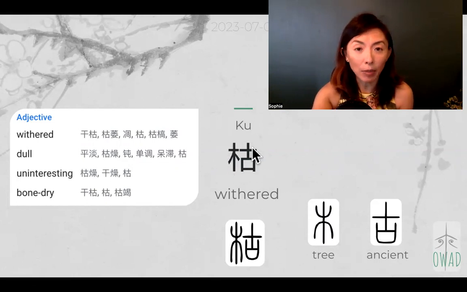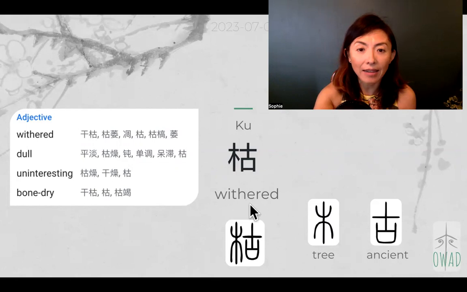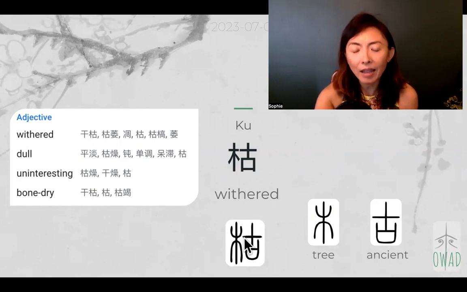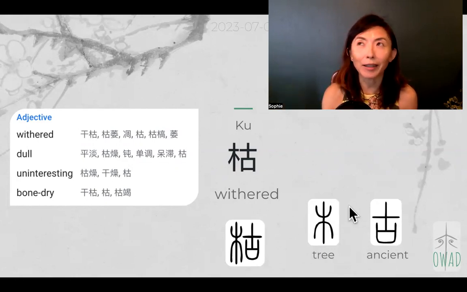So this is contemporary Chinese. Ku is how it's pronounced, and essentially it means wither. It's made up of this tree symbol on the left side and the ancient symbol on the right. You can see separately, they are their own characters, like they can stand alone on their own.